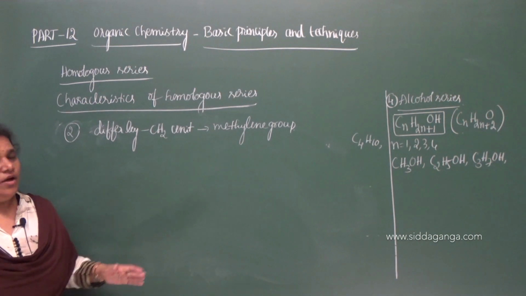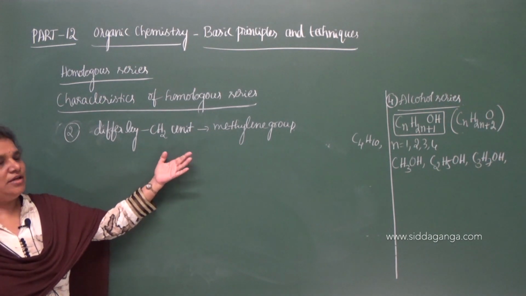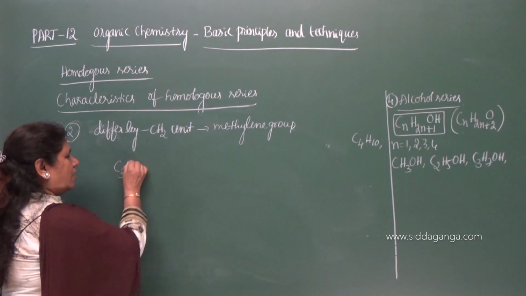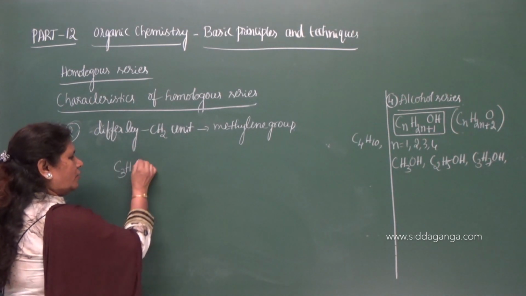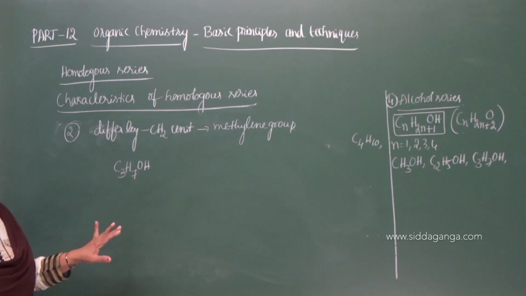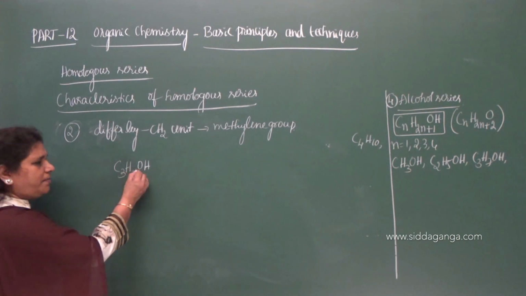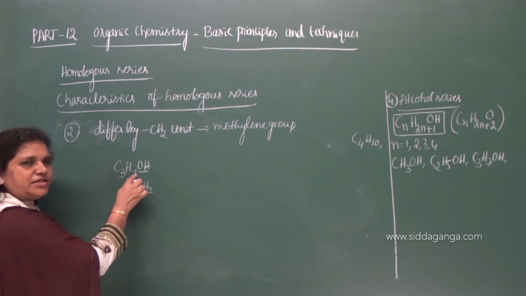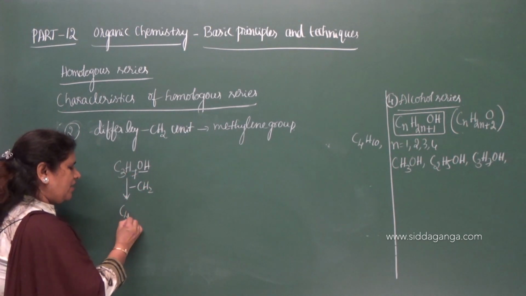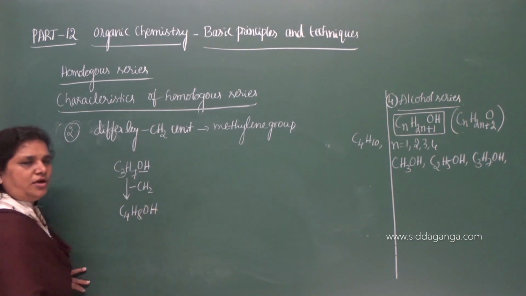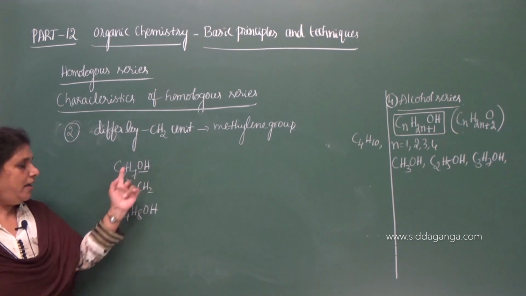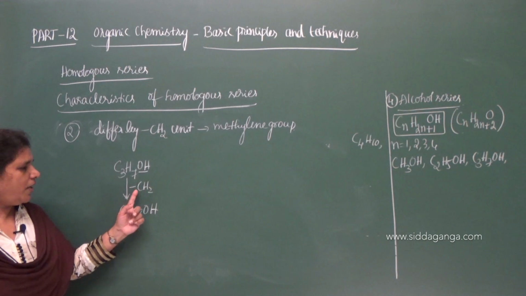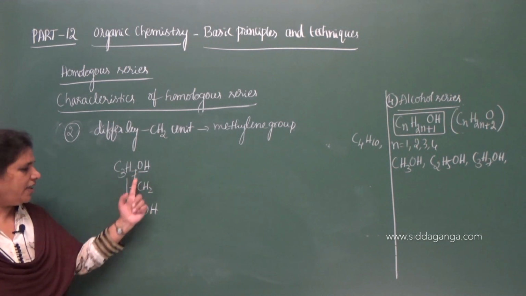So once you know a member of a series, you can identify the next member. For example, which is the next member of C3H7OH? You keep this OH as it is and add a CH2 unit to this. What you get? C4H9OH. What is this compound? Propanol is C3H7OH, and the next member will be butanol. So from C3 to C4, just add 1 carbon and 2 hydrogen atoms, and you will get the next member of the homologous series.